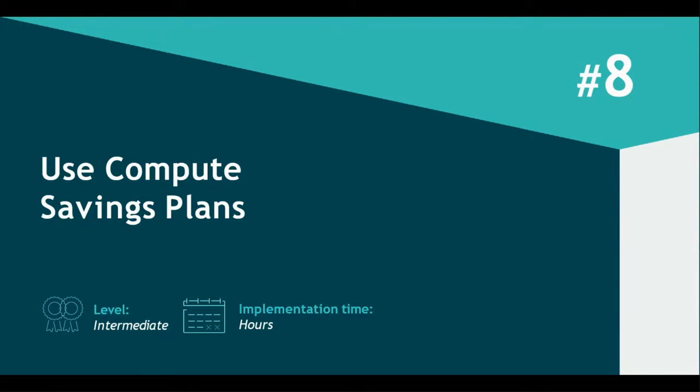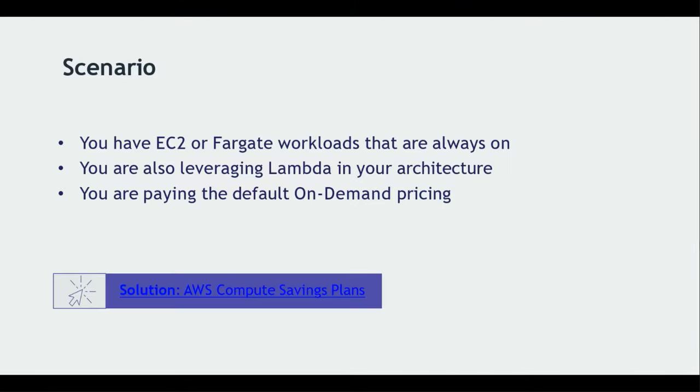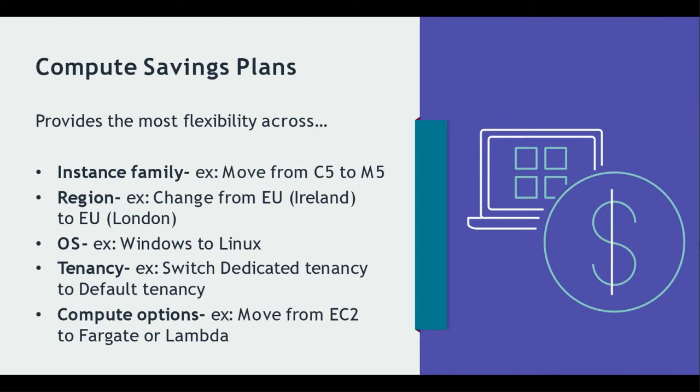Now let's move on. So, use compute savings plans. Now let's move to the scenario. You have EC2 or Fargate workloads that are always on. You are also leveraging Lambda in your architecture. You are paying the default on-demand pricing. So this is a crime, right? If you have constant workloads, you can utilize savings plans, or you can move from EC2 to Fargate, right? These are some adjustments you can make, and you can achieve the best cost optimization on your workloads and on your AWS account for these particular resources, right?